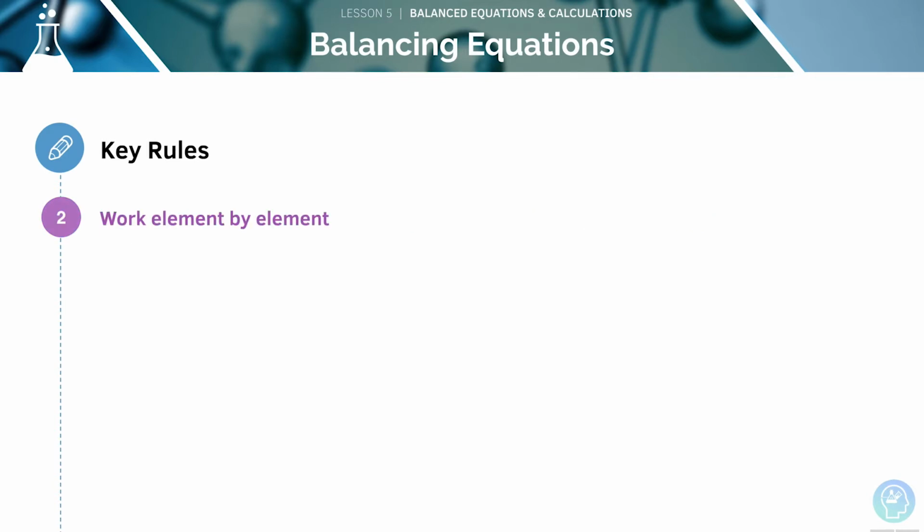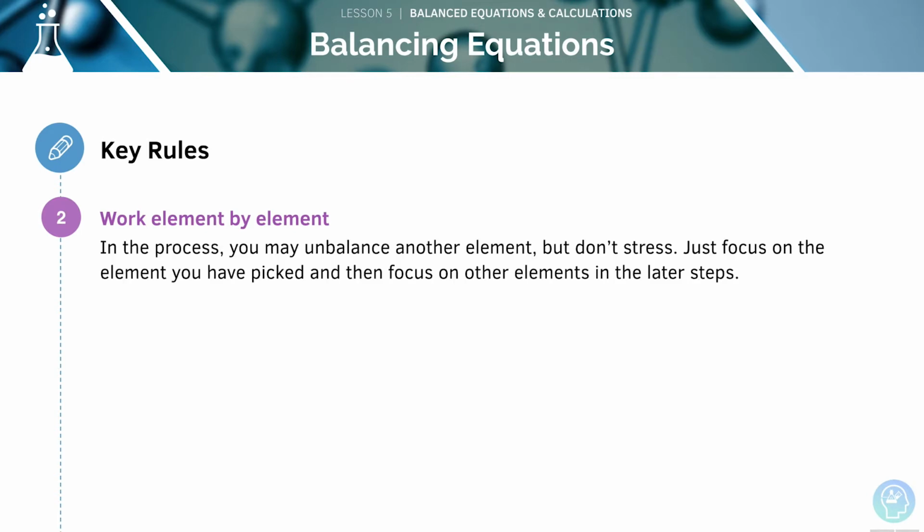Now we have to pick an element and balance it first. Eventually, after 2 to 3 steps, we'll stumble upon the balanced equation. In this step, you may end up unbalancing the equation, but don't worry. Keep going and you will get to the balanced form eventually.